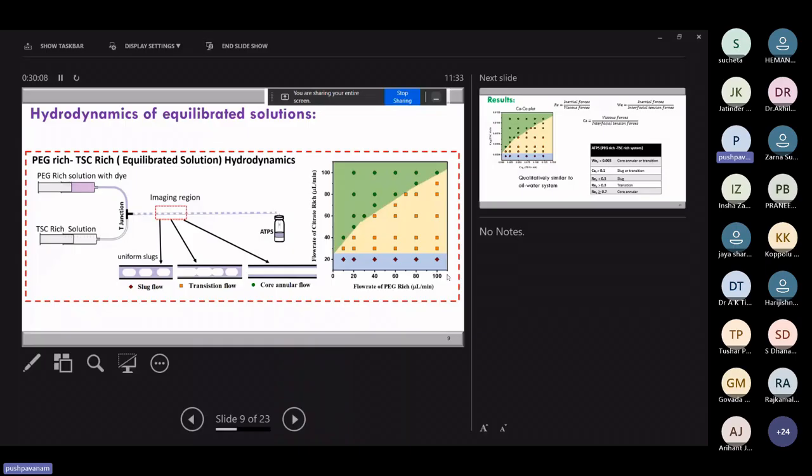The uniform slug flow means uniform slugs, which you see in the middle of your slide on the left. Okay, then you have the transition. The slugs are becoming non-uniform. They're joining, and then finally all the slugs join, and you get the core annular flow. This core annular flow is my stratified flow. Okay, so I just want to share that if you have equilibrated solutions of PEG and trisodium citrate which you are pumping in, there's no mass transfer going to take place, and then your flow patterns become uniform.